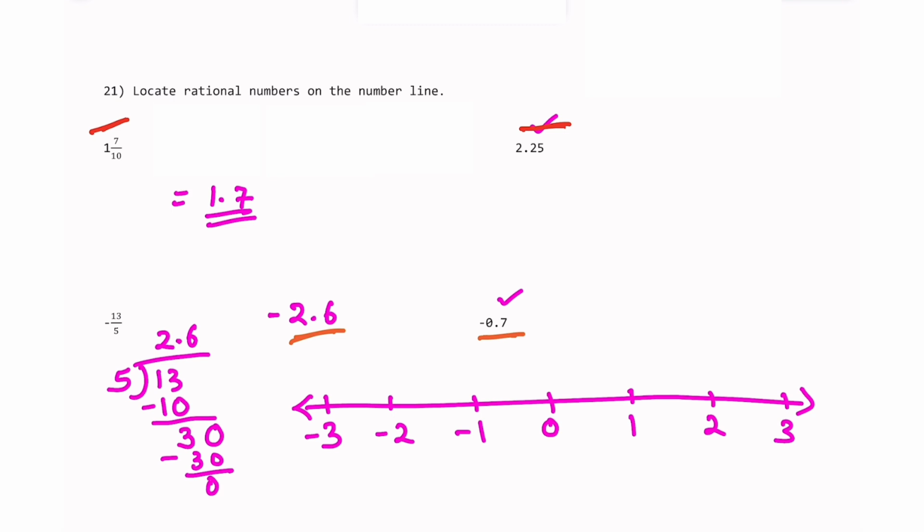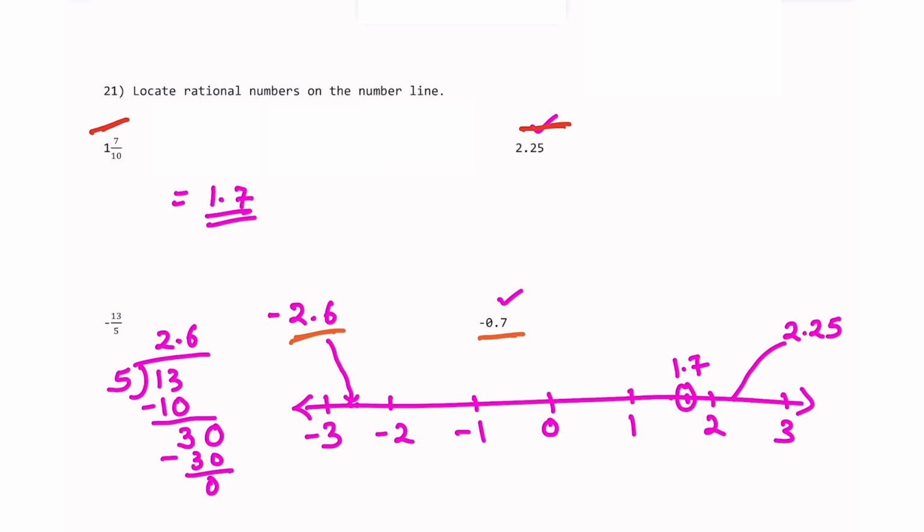So 1.7 will be like this, this would be 1.5, right? So 1.7 would be somewhere here. Fine. Then we have 2.25. So this would be 2.5. So half of it. So this way, somewhere here. So that's 2.25. And I have minus 2.6. Somewhere in between would be 2.5. So I'll go a little further. So that's my minus 2.6.